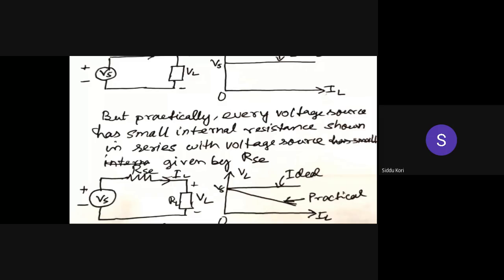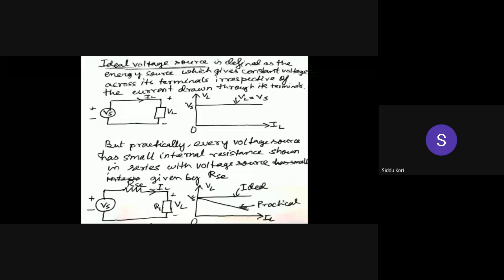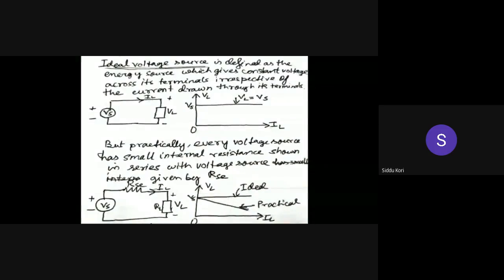Now, this is about the ideal and the practical case. It's not much to be worried about, because practically all voltage sources have an internal resistance. The voltage is not constant. As in the previous case you saw, it was just a flat line, right? But in the case of a practical source, it was a slanted line. So the ideal source is ideal, but practically a small internal resistance is always present. I just defined it in case anyone asks you what the difference is between the ideal and the practical ones.